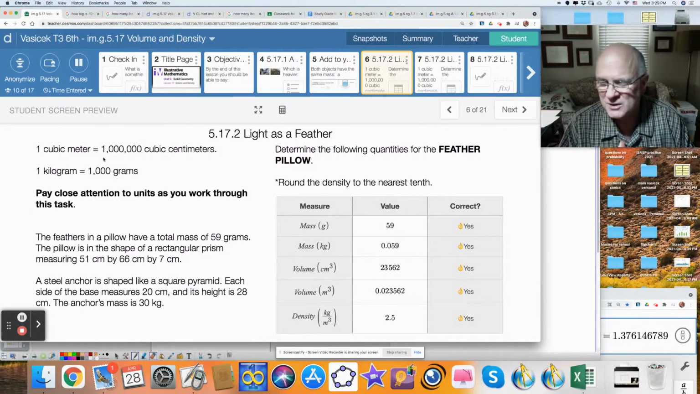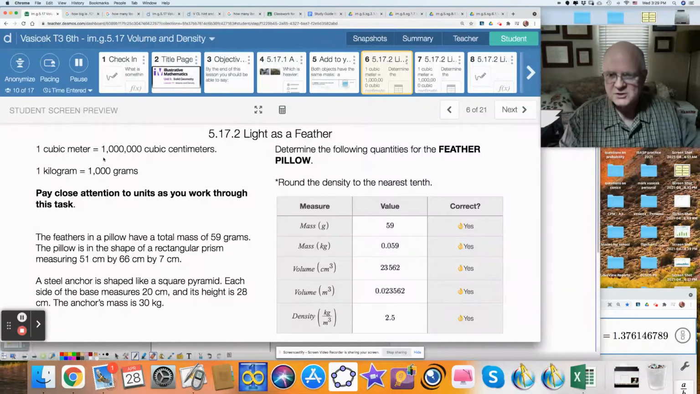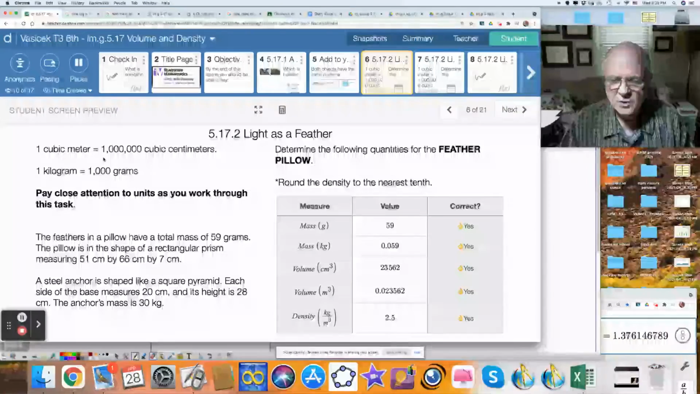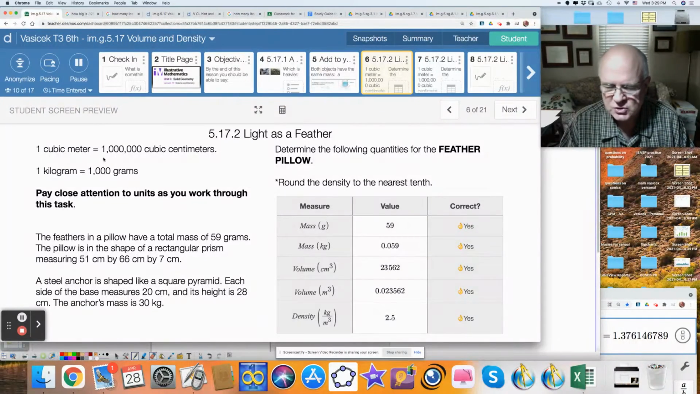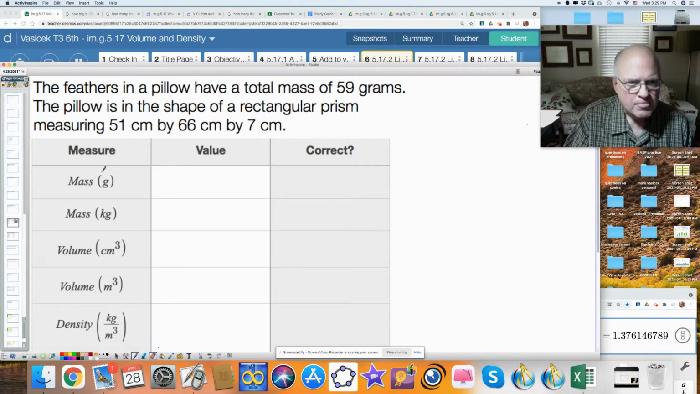How many cubic centimeters is it? It's 1,000,000. That is, there's 100 centimeters in a meter. So 100 in this direction, 100 in this direction, 100 in that direction. It's 1,000,000 cubic centimeters. We're going to have to use that to convert our units here in a minute. The second question is, pay close attention to the units here. Let me just show you what this looks like on our screen.